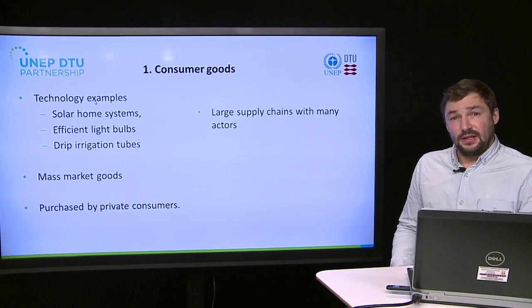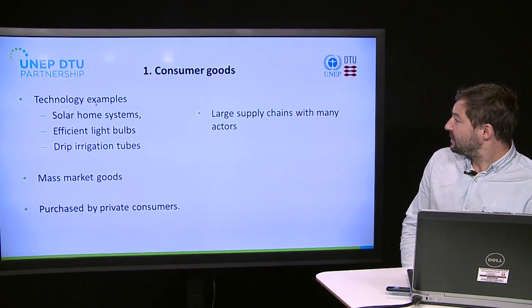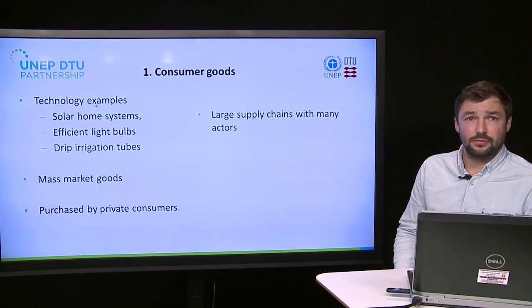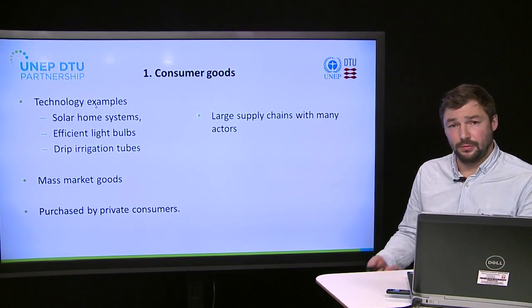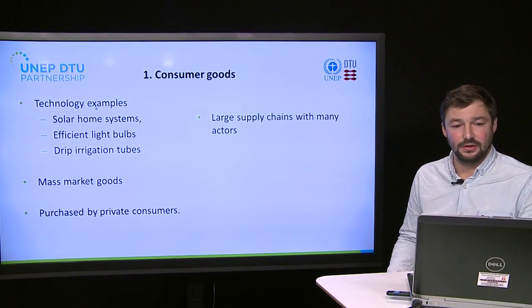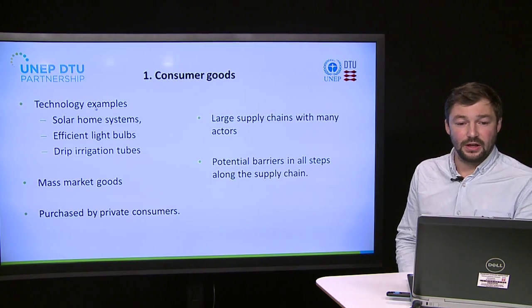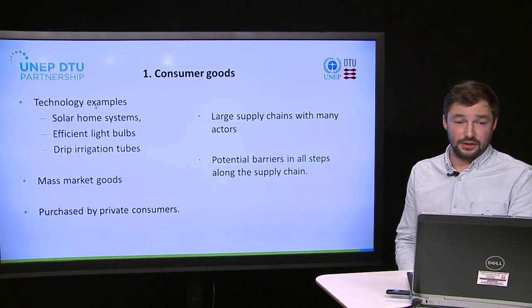So what we typically see is the supply chains related to these consumer goods have a lot of actors spread along the supply chain, distributors, users, providers, and so forth. And we typically find potential barriers spread out in all steps along the supply chain.